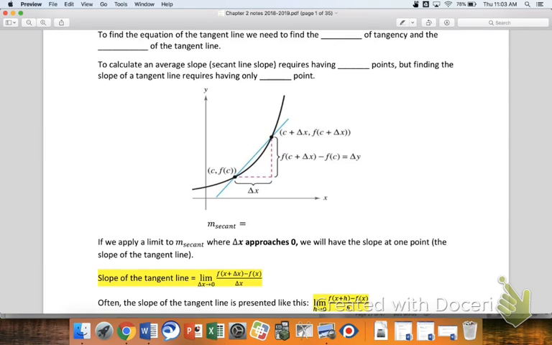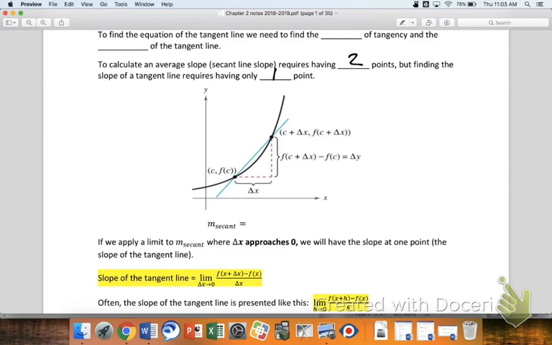Here we go. I like this. So to find the equation of the tangent line, we already said that. To calculate an average slope, which is the secant line slope, that requires having how many points? 2 points, right? Because the secant line intersects a curve in 2 points. But if you're going to be finding the slope of a tangent line, you need to be dealing with how many points? Only one.